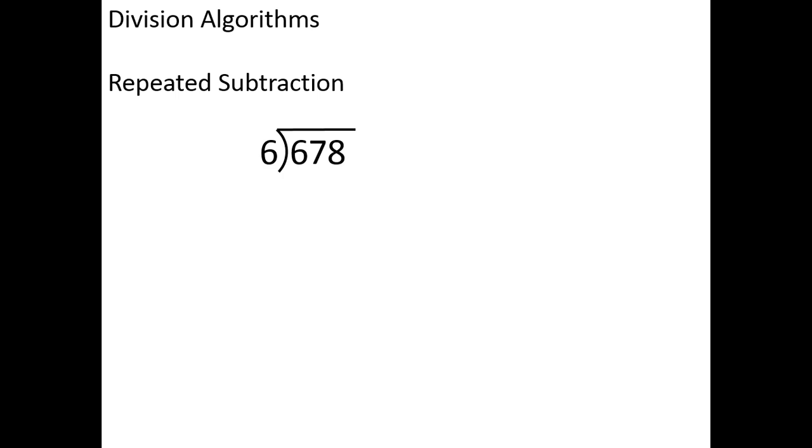There's another repeated subtraction model that involves subtracting things that are not the same. And here's how that would work. Let's say we want to find out what 678 divided by 6 is. Well, one way we could do that is by subtracting groups of 6 that are friendly groups of 6. So, for example, I can imagine what 100 sixes would be. 100 sixes would be 600. So if I subtract off 100 sixes, I'm left with 78.